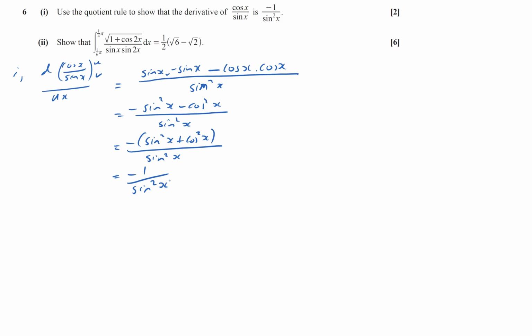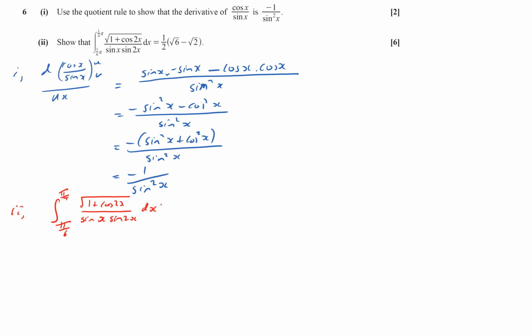Now, there's every chance of me using that because it's part 1 and part 2, not part A and part B. But let's do the second part. I'll do it in red. So we've got the integral between pi over 6 and pi over 4 of the square root of 1 plus cos 2x over sin x sin 2x with respect to x.